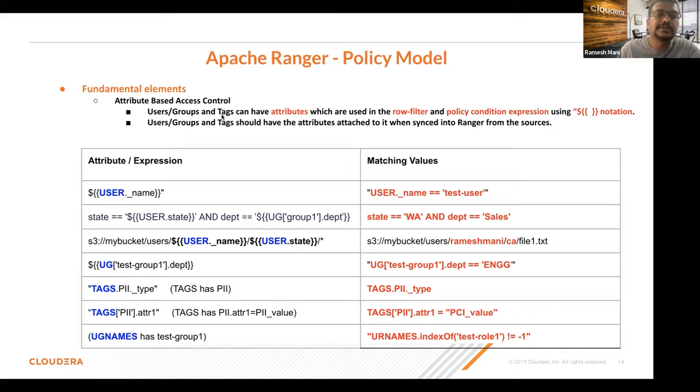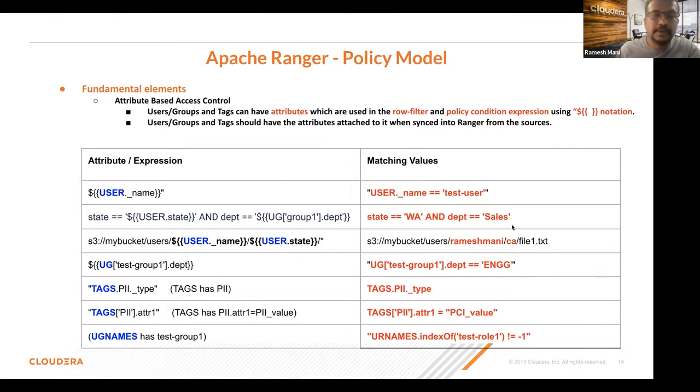Tags will denote the tags, and any attribute attached to these user group tags can be utilized to define a policy so that it becomes meaningful. In your case, you mentioned that a person from a different demography can see only his data. If you see this one, a purchase manager in Washington state and in the sales department should see only his sales department's information, not anything else.